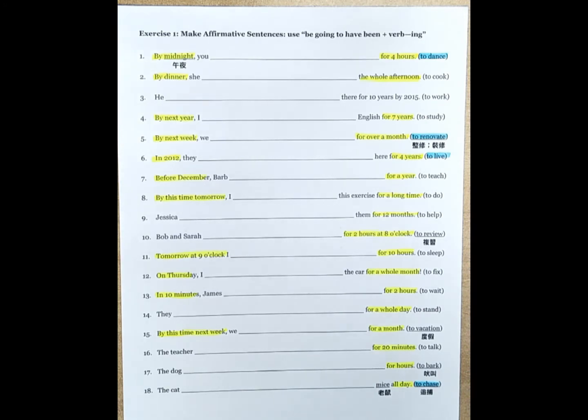Okay, exercise 1. Make affirmative sentences. Use be going to have been plus verb ing. Color all the hints in the sentence yellow. These hints tell you that the sentence is in the future and how long.